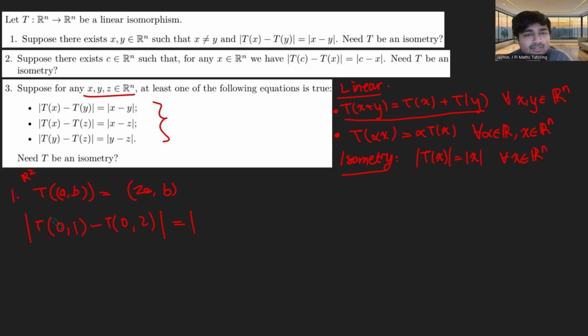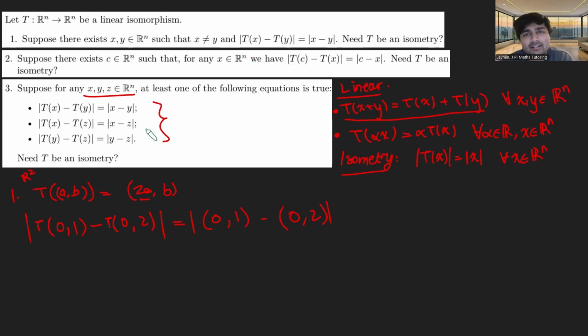Well, what is T of (0, 1)? I just double the x coordinate, which is 2 times 0, which is 0, and the y coordinate remains the same, so (0, 1), and then the same for (0, 2). And of course, this very clearly satisfies that property there.